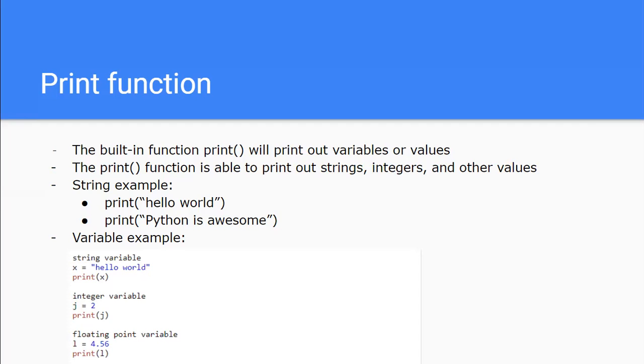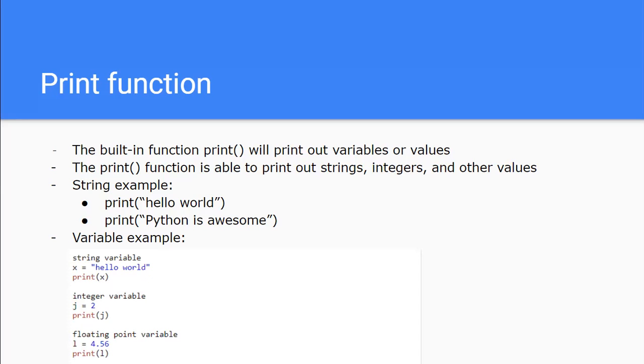And then you have parentheses, and the quotation marks are only for strings. If you want to print out an integer, you would just put the integer. You don't need the quotation marks, because if you put quotation marks around an integer, that would not be an integer, because remember, strings are the only ones with quotation marks around them. Integers, floating points, and variables do not have quotation marks around them. So only put the quotation marks if you want to print out a string.